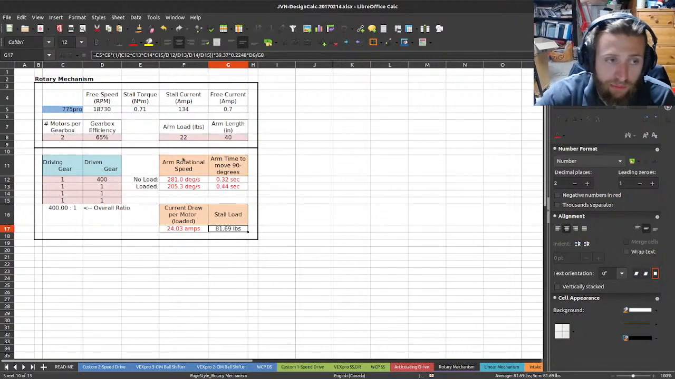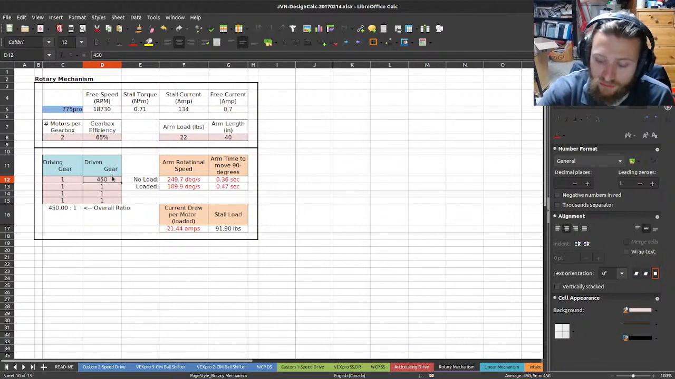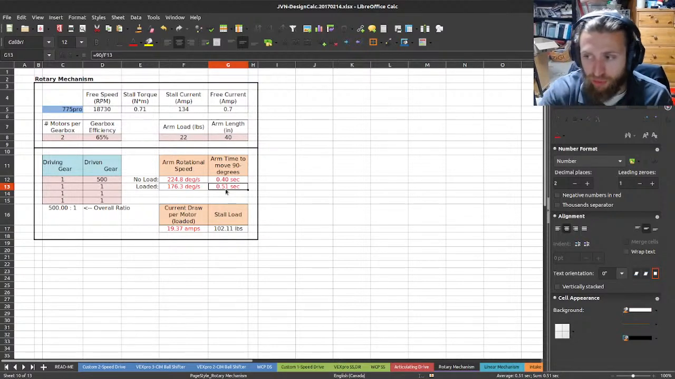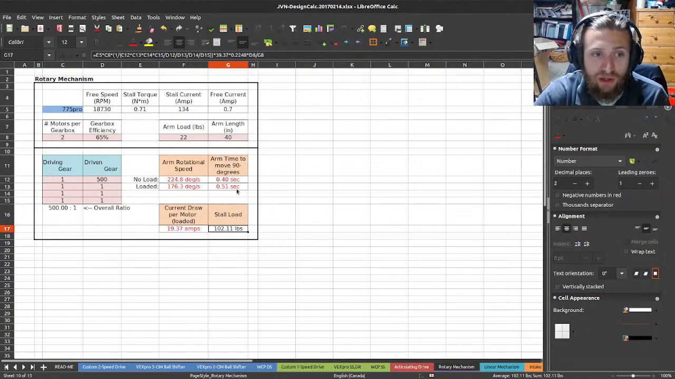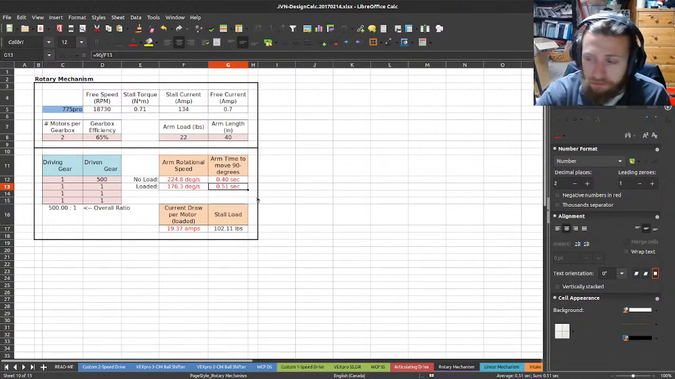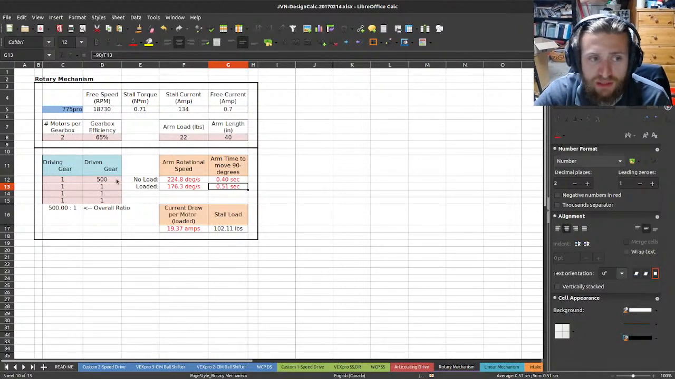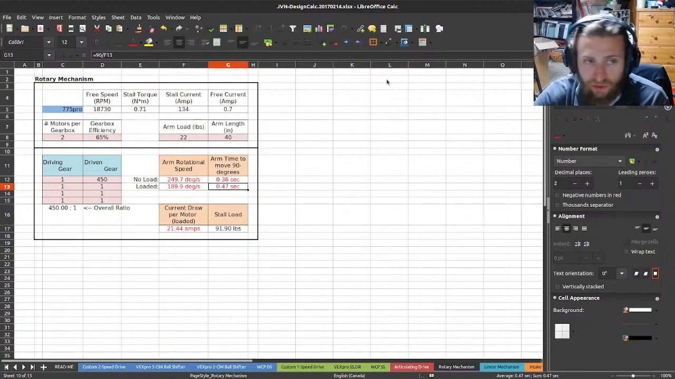This is pretty good. We're in the right range. Let's go up a little bit more. Let's see what 500 gives us. 500 gives us just over half a second. This is primo. We're drawing 20 amps, with a 120 pound stall load. We're doing a 90 degree motion in half a second. This is pretty good. We could go faster if we wanted to, but I think this is good enough for the purposes of our design. If we do 450, this would even be good too, because it's a little bit faster.